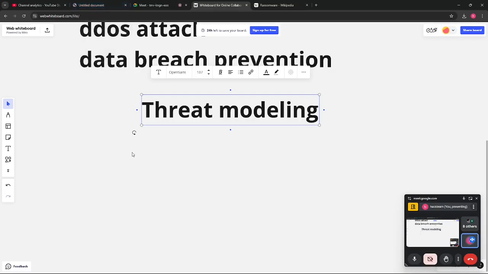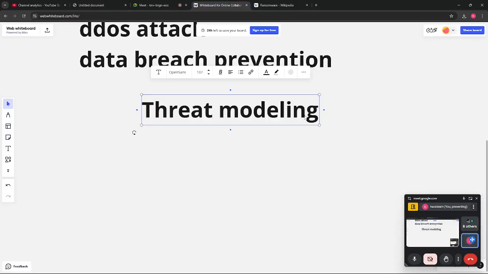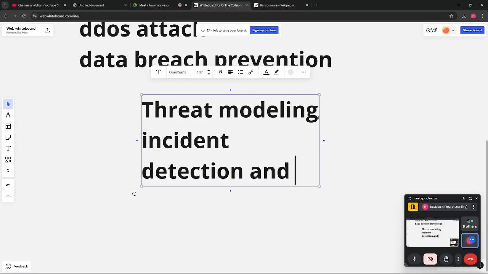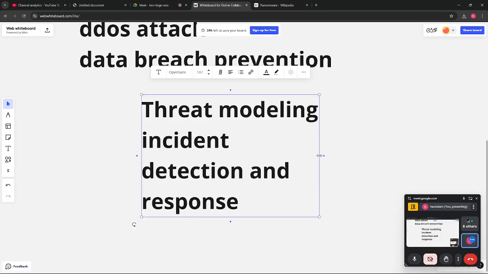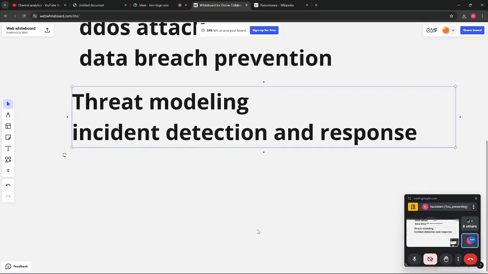After threat modeling, the next is incident detection and response. Does anyone want to say what incident detection and response is? Does anyone have any idea regarding this, like what incident response and detection is?